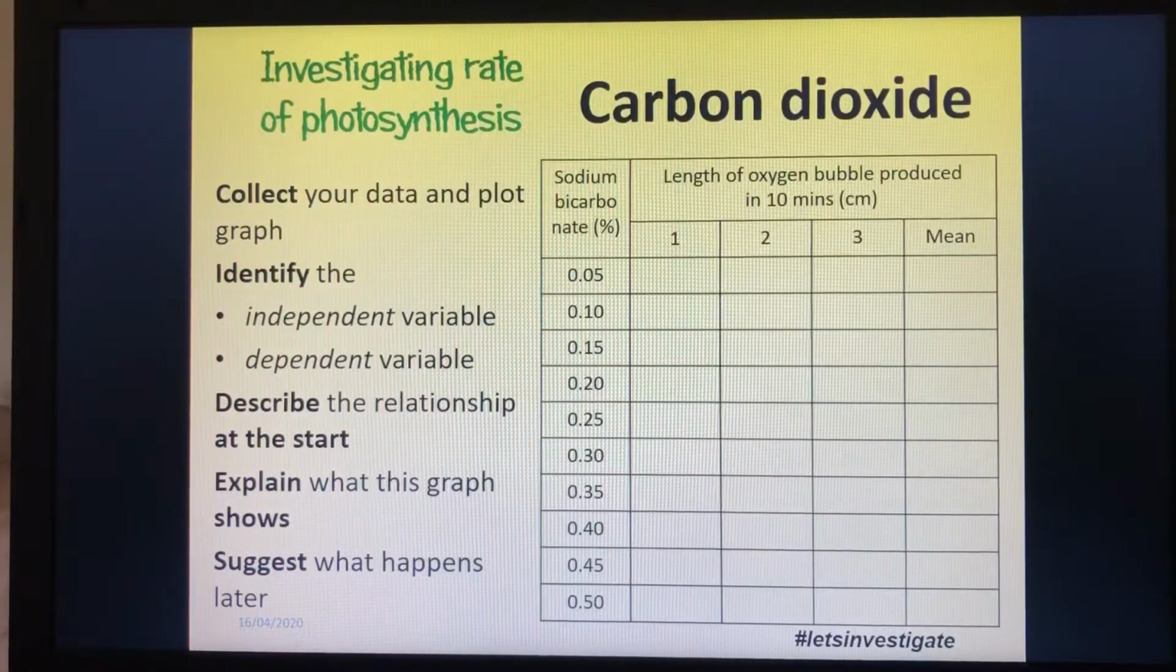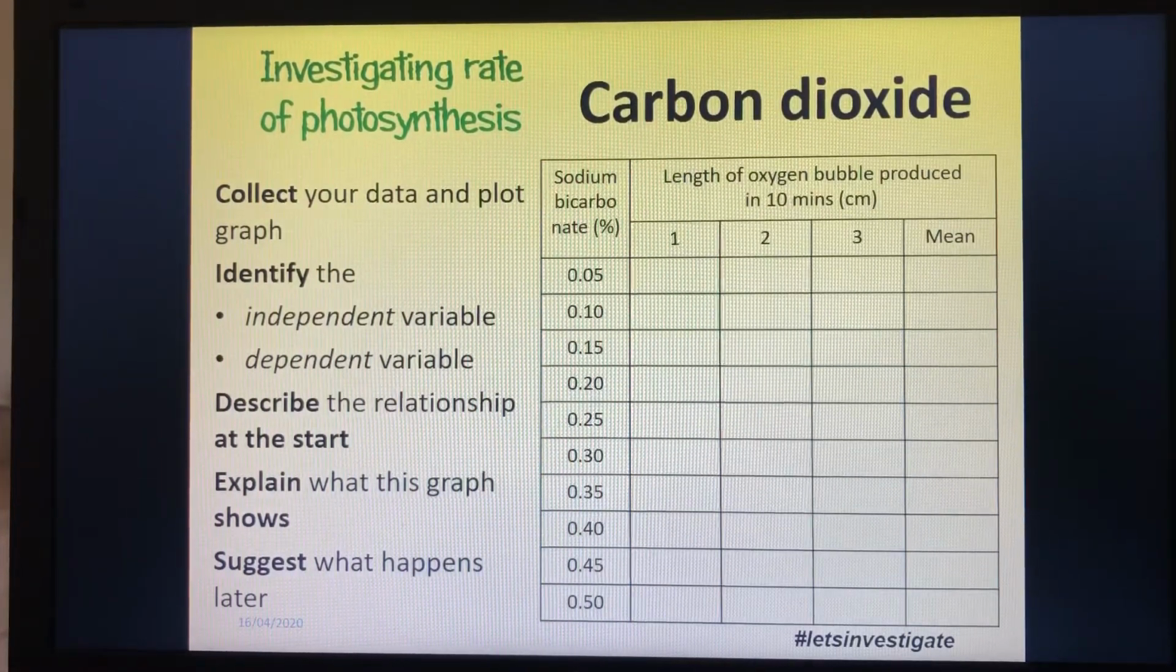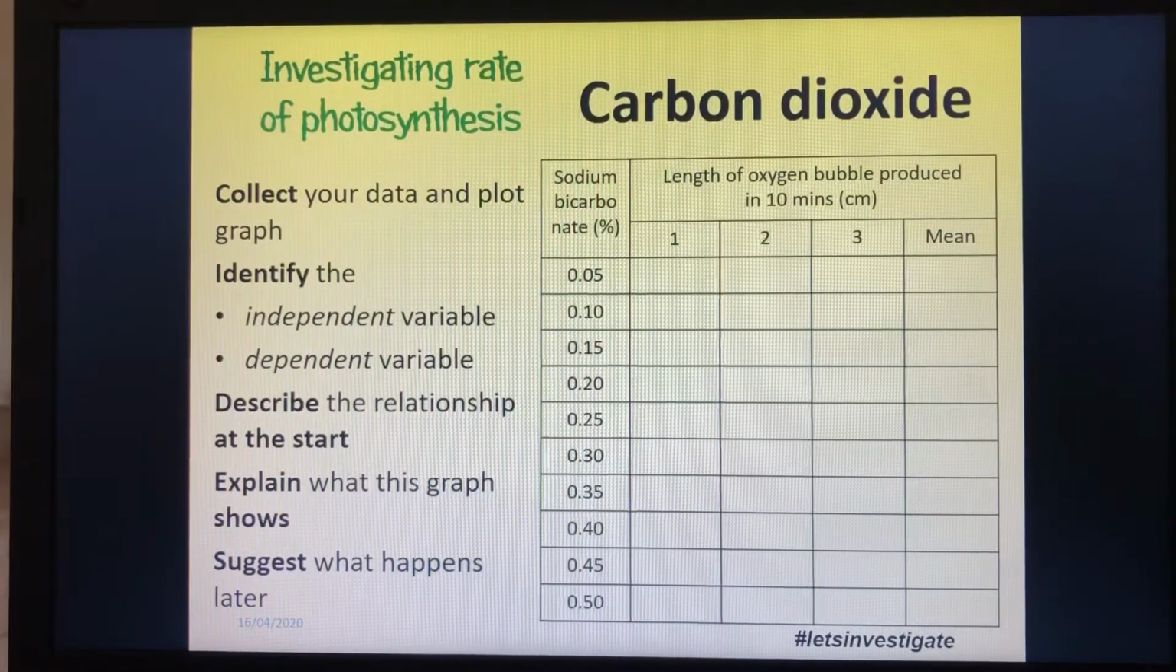Hello Year 9, this is our second lesson looking at the limiting factors of photosynthesis. We're using exactly the same title as we did last lesson, so we're going to go straight into looking at how carbon dioxide affects the rate of photosynthesis.